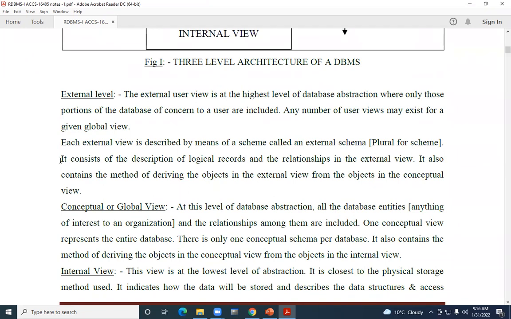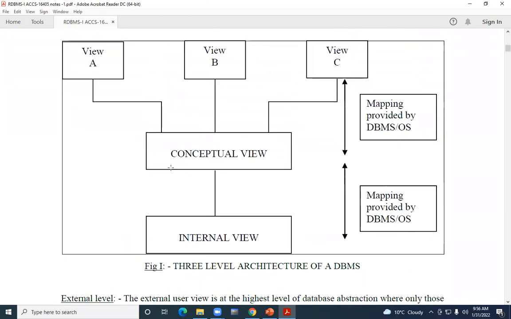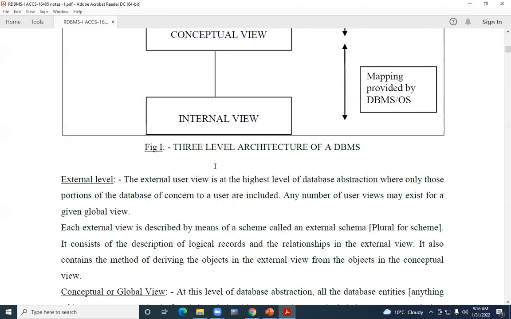So what is there? It might be having some description of the logical records, or it might be telling us how to derive the objects in the external view from the objects in the conceptual view. That means what sort of commands can be given so that data can be requested from the conceptual view. All right.